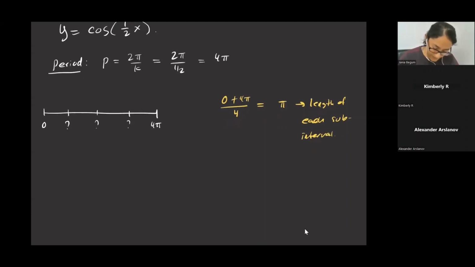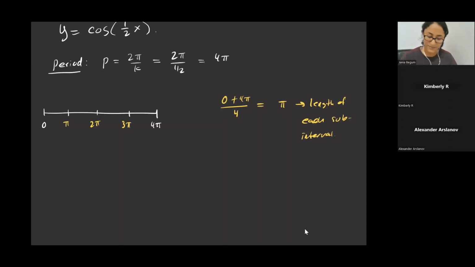So that means the first point is 0, and then you add pi. So that will be pi. And then the next point you add another pi. So pi plus pi, that's 2 pi. And then again, add another pi, that will be 3 pi. Another pi gets you to your period. So it's kind of like 3 pi plus 4 pi equals 7 pi over 4 or something like that, right? Yeah, if it happens to be that.